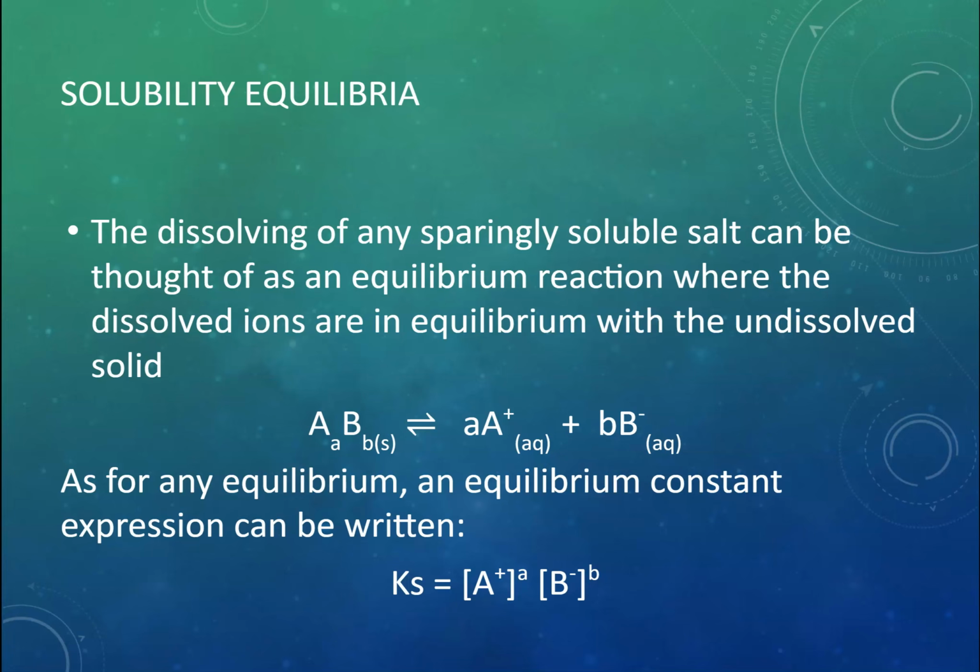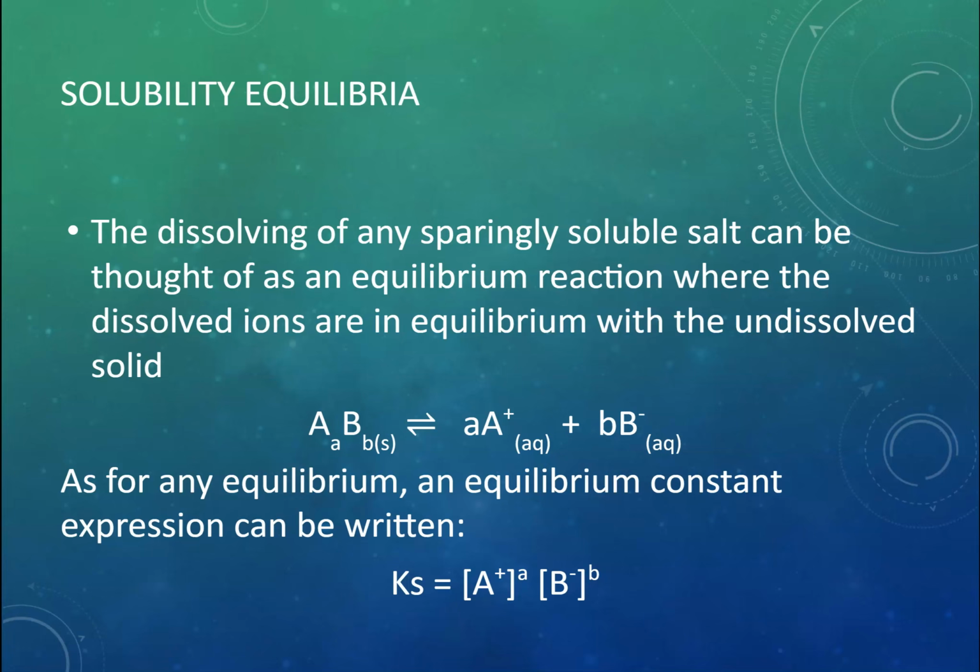Because if you can imagine it, and hopefully you will get an opportunity to do this or see this in class, you have a beaker with some solid sitting at the bottom and a saturated solution above that. So for any salt, we're going to call it AB, then when that dissolves in an equilibrium reaction, we will get a certain amount of A+ ions and a certain amount of B- ions. And the amount of A+ and B- will be directly related to the ratios of A and B in the salt. And then you can turn that into an equilibrium constant expression.